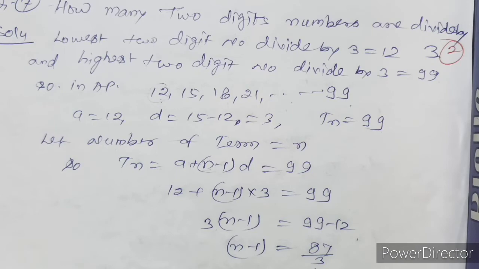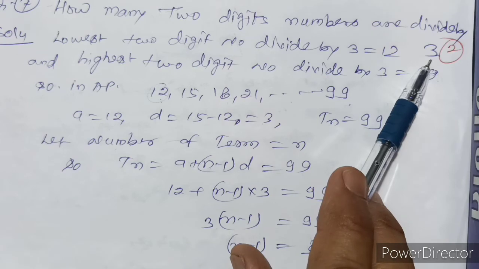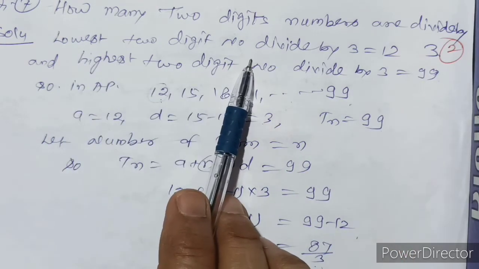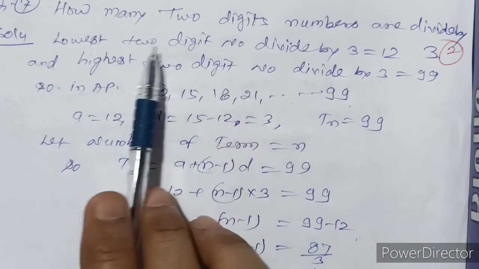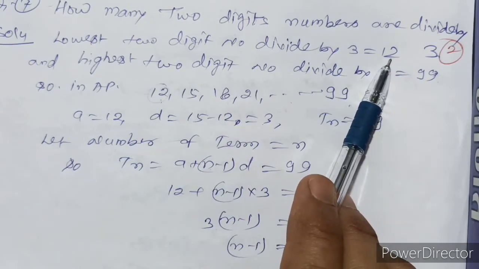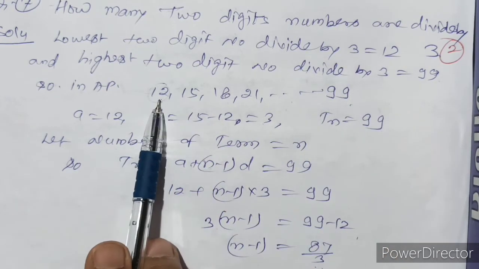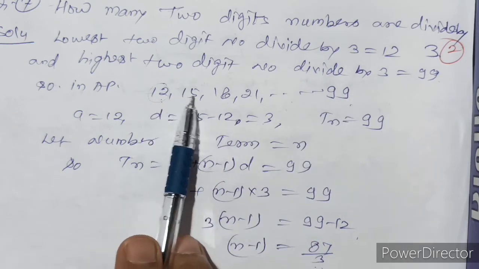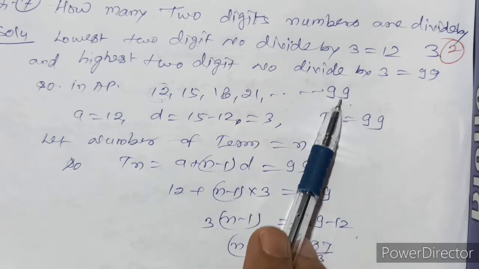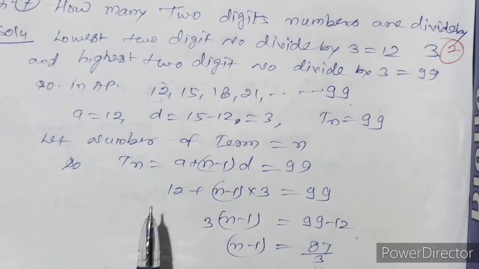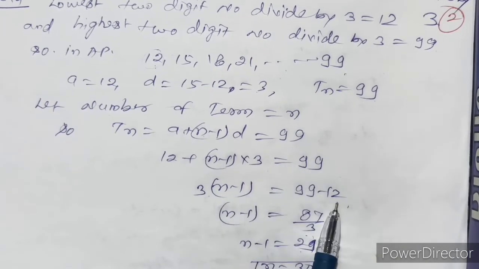Question number 7: how many two-digit numbers are divisible by 3? We know the lowest two-digit number is 10, then 11, 12, 13, but the lowest one divisible by 3 is 12 and the highest is 99. So we have numbers between 12 and 99 increasing by 3, and we get the series. So a equals 12 and d equals 3 and the last term tn equals 99. Into the formula a plus (n minus 1) into d equals 99, putting the values of a and d and solving it.